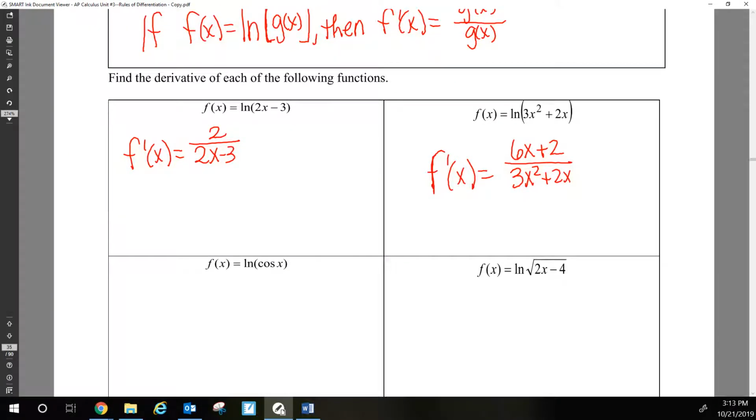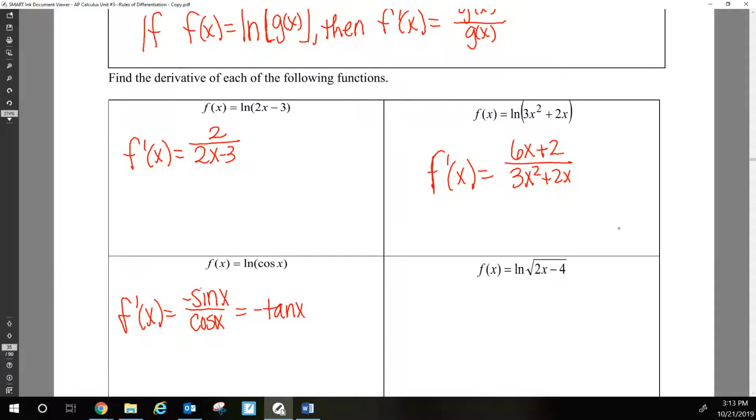All right. For a natural log of cosine x, our derivative of cosine x is minus sine x over cosine x, which is what's on the inside. But minus sine x over cosine x, that's negative tan x.